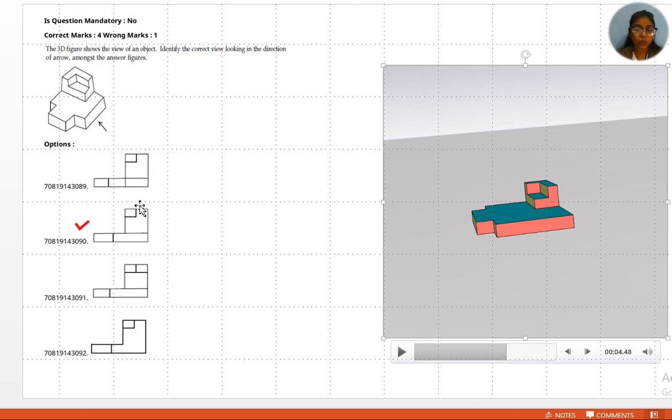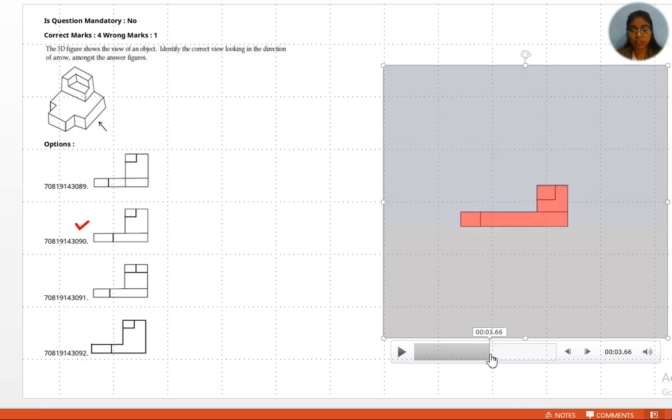Now look into A, B, and D. See, there is a line over here. No, this is not possible. We will get to see only three lines: one line, two lines, third line. But here we are getting four lines. So this is also wrong. See, I was talking about these lines. It's one, two, and three lines. See in elevation, in this manner, you are getting to see only these three lines, not four lines. Okay, so option number A is wrong.